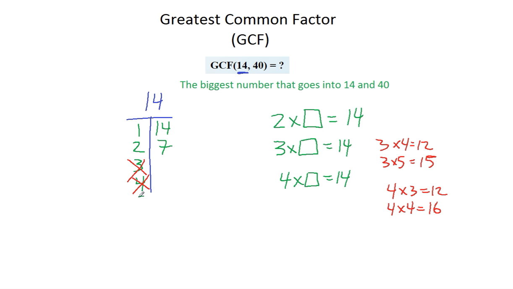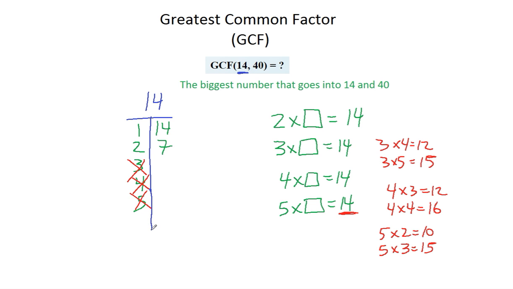Will 5 go into 14? And that one I know does not work. There's no integer, no whole number, such that 5 times that number gives you 14. You would have 5 times 2 would be 10, and 5 times 3 would be 15. We've skipped over 14. We're trying to get 14. We've skipped over it. So 5 is out. Let's extend that blue line a little bit here.